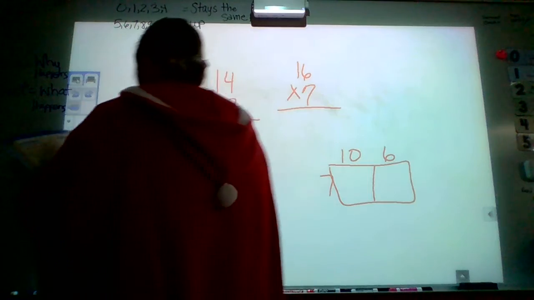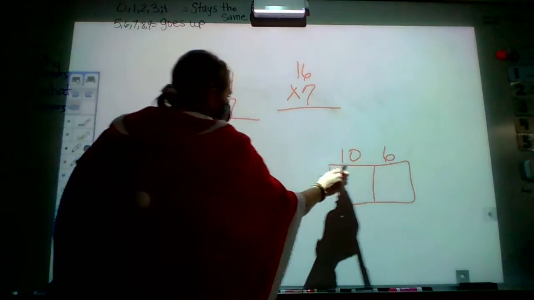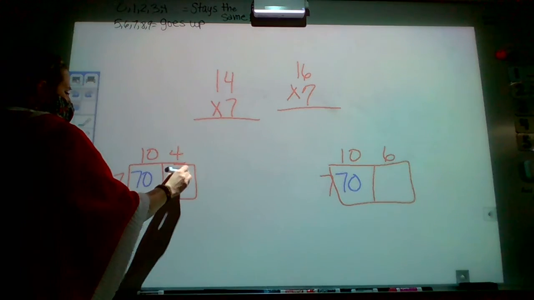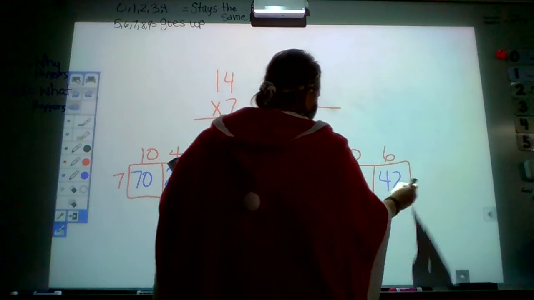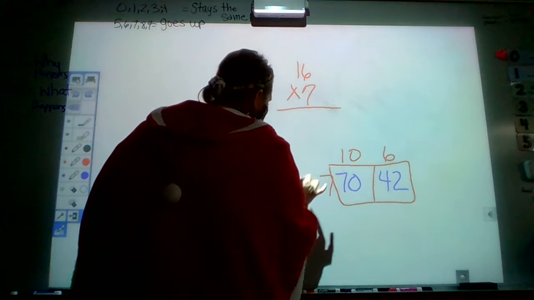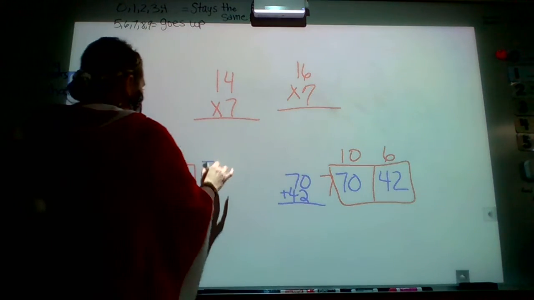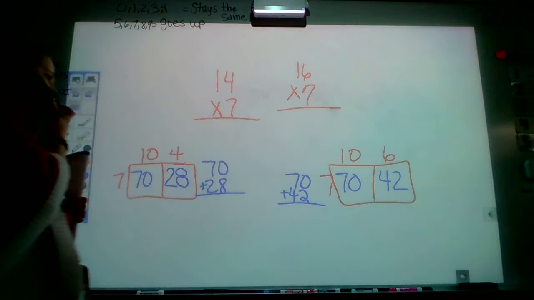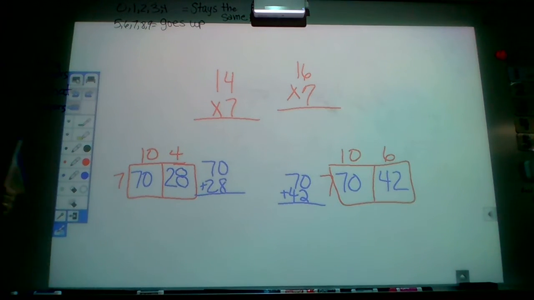All right. So 7 times 10, kids. 70. We may as well just fill it in on both, right? 7 times 4, 28. Good. 7 times 6, 42. All right. Now, we got to add these together. 70 and 42. When you get the answer, raise your hand so I know. And I may call on you and get the answer from you. 70 plus 28 and 70 plus 42.